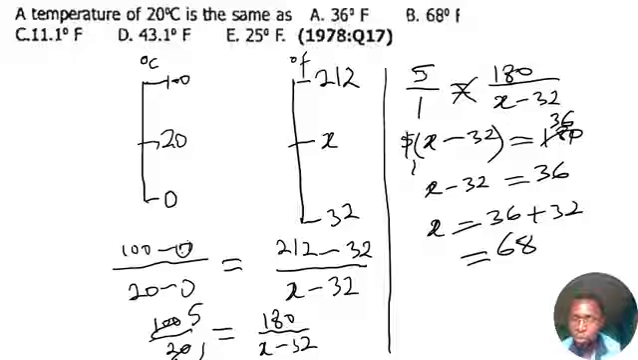Remember that we are converting into degrees Fahrenheit. That will be 68 degrees Fahrenheit. That's the correct answer, so that's option B, 68 degrees Fahrenheit. This is F here. So the correct answer is 68 degrees Fahrenheit.